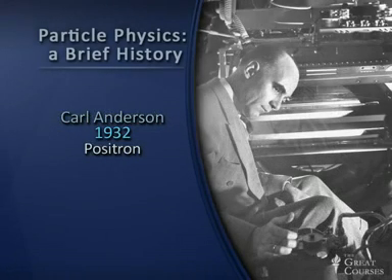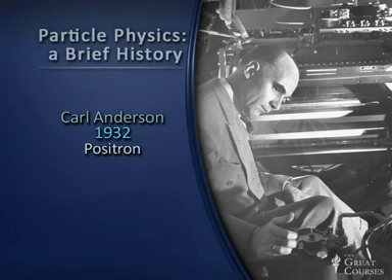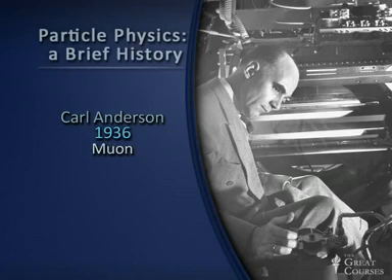Anderson in 1932 discovered the positron. The positron is the anti-electron, the antimatter part of the electron. This is the experimental confirmation of Dirac's 1928 idea I already talked about, where he took the positive and negative square roots of the Einstein mass-energy-momentum relationship and found that that led to the idea that there had to be antimatter. Skip forward a little bit. In 1936, the same Anderson discovers a particle called the muon.